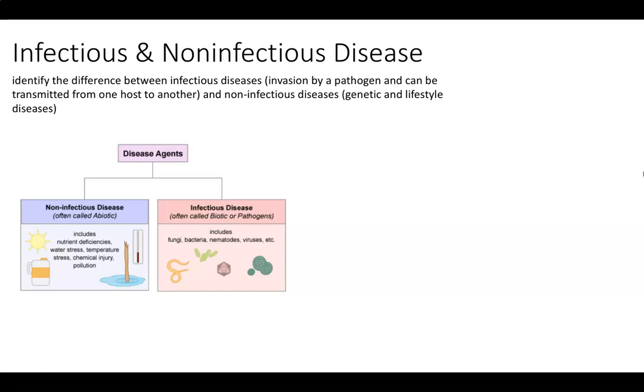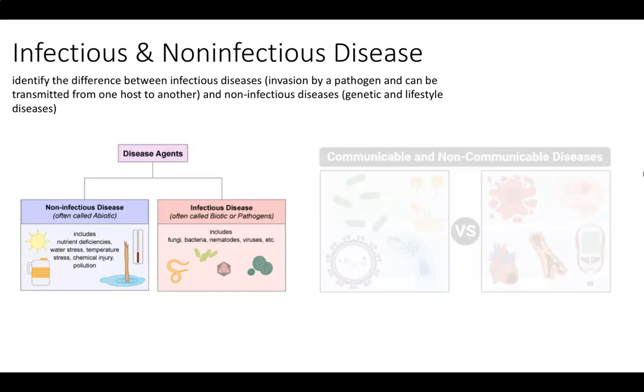So let's talk about the two different types of diseases. We have firstly infectious and non-infectious. So infectious and non-infectious diseases are very different. An infectious disease can be transmitted from one person to another, while a non-infectious disease cannot be spread through person-to-person contact. So we'll look at these two now.